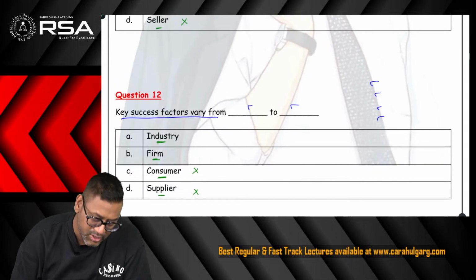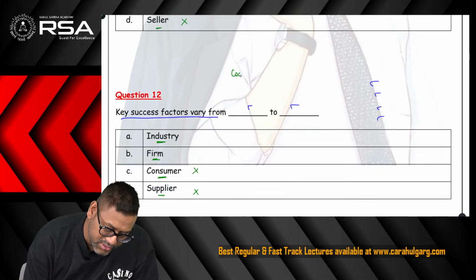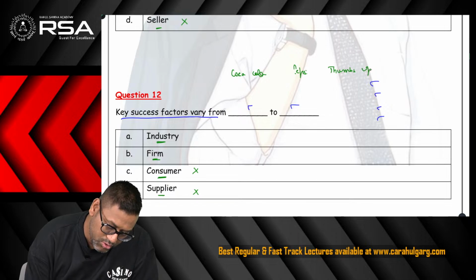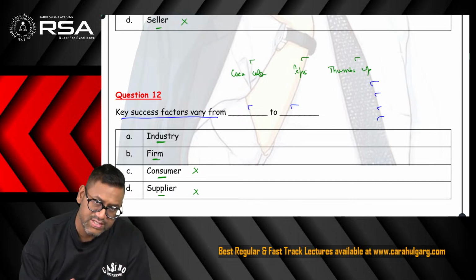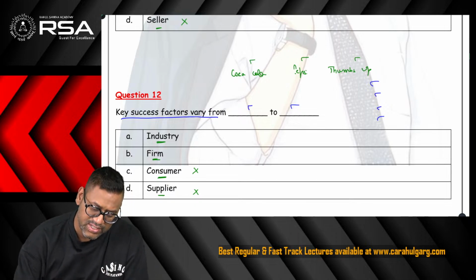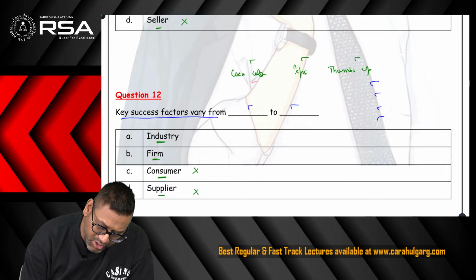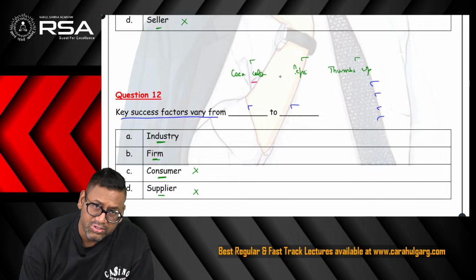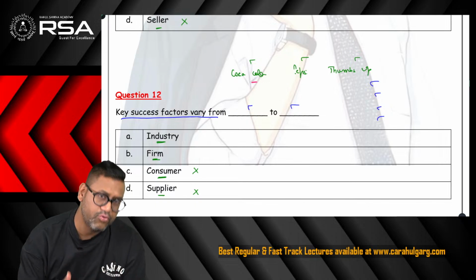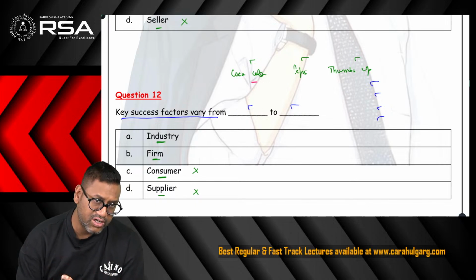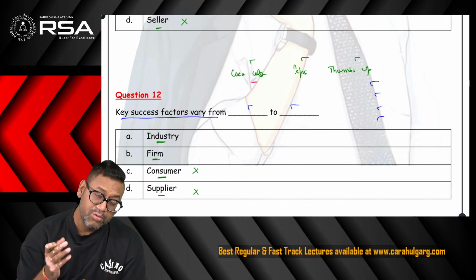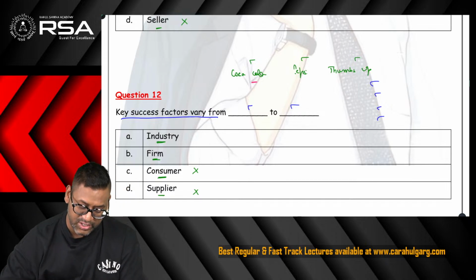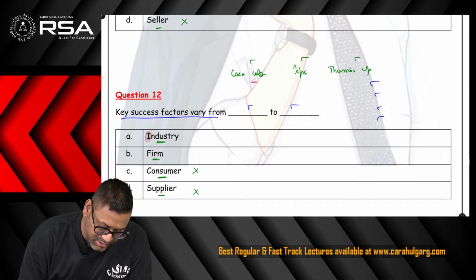For example, here I am talking about companies, let's say Coca-Cola, and let's say Pepsi, and let's say Thums Up. Now these are 3 firms in a single industry. So will the success factor be different for each one? Not at all. The key success factor is going to be the same for each. Meaning the key success factor doesn't change from firm to firm, but from industry to industry. So option A is the correct answer.